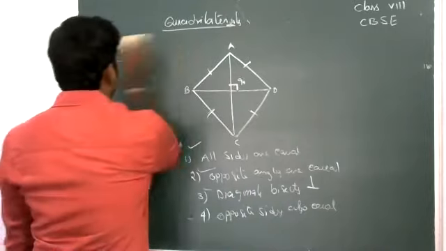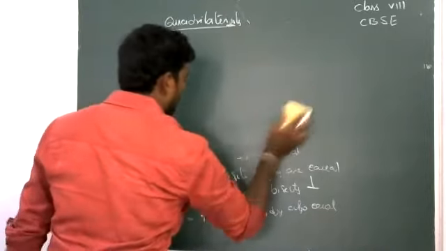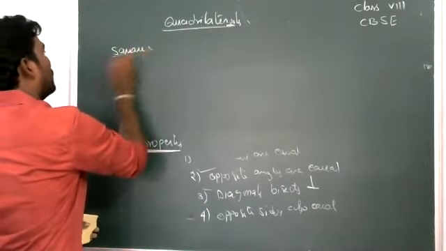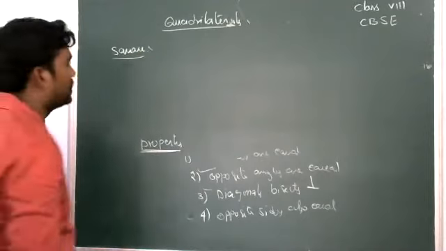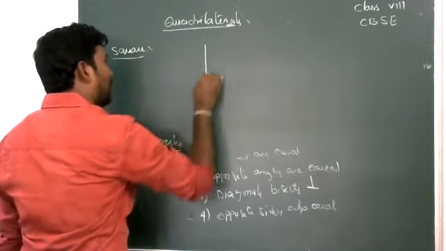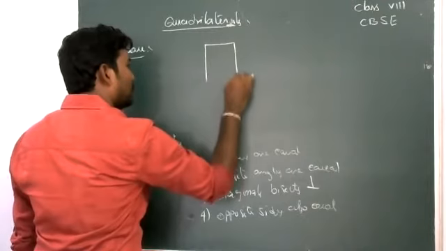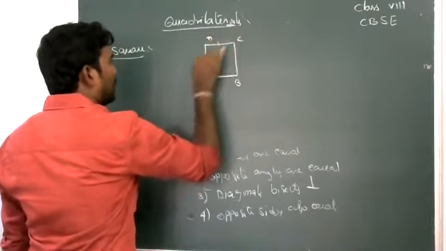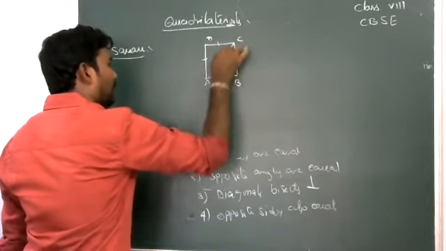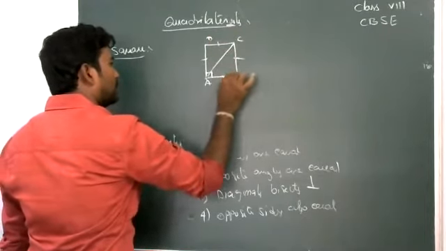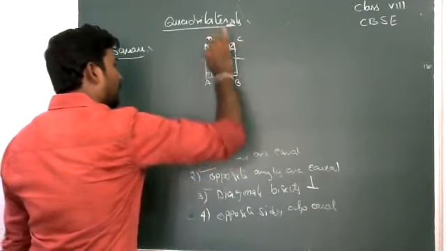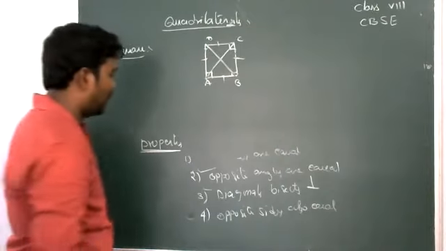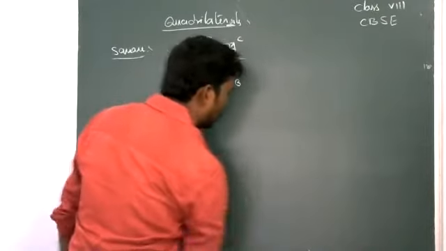Next one is square. What is meant by a square? You know very well, I think it is a well-known shape. So you can assume ABCD is a square. In a square, all sides are equal, all angles are right angles, and diagonals bisect each other. Now here you can write the properties of a square.